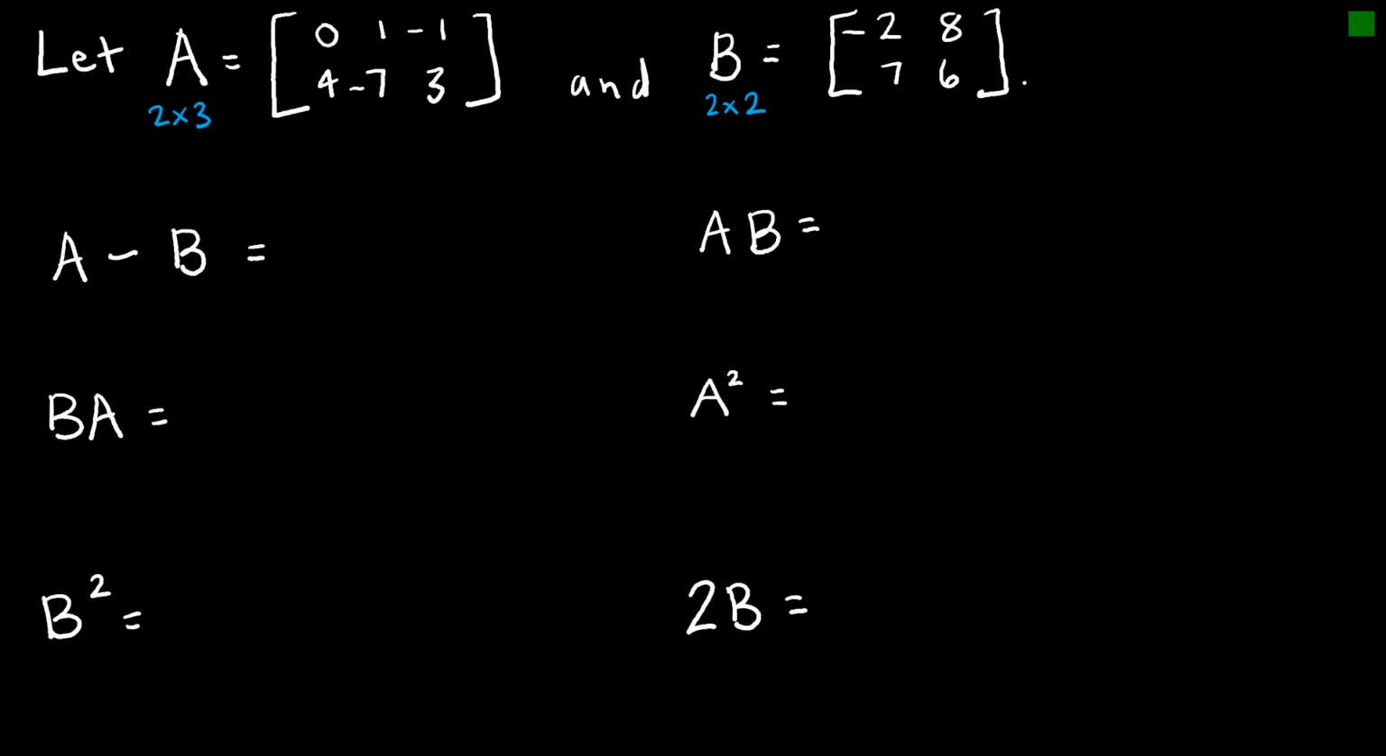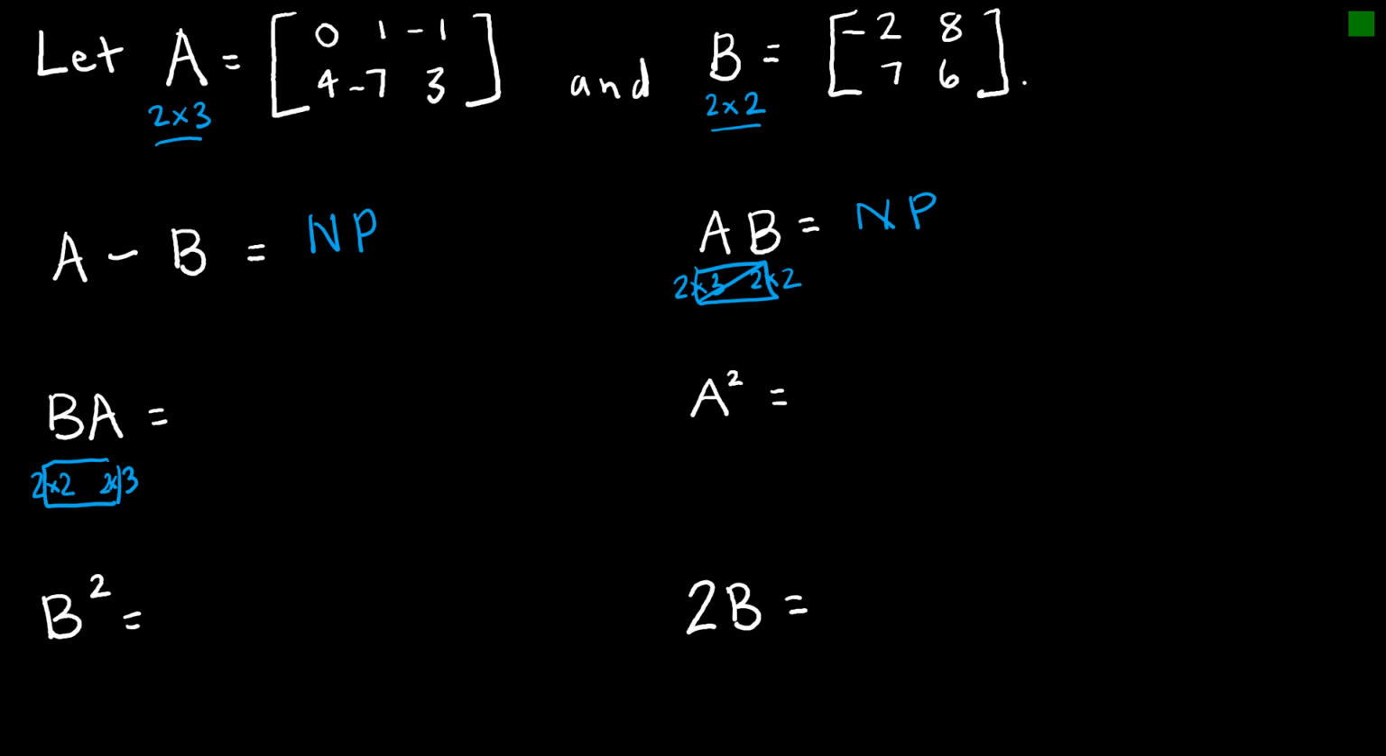First I'm asked to find A minus B, but what we know about subtraction is that these dimensions would have to be exactly the same, so I'm just going to put NP for not possible. Then I'm asked to find A times B, which would mean taking a 2 by 3 times a 2 by 2, and those don't match up, so that's not possible. Then B times A: a 2 by 2 by a 2 by 3, and because these dimensions do work, it is possible.